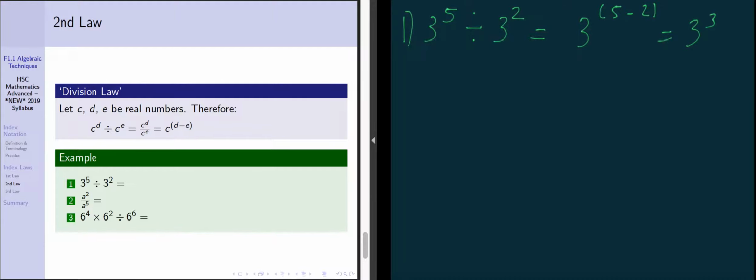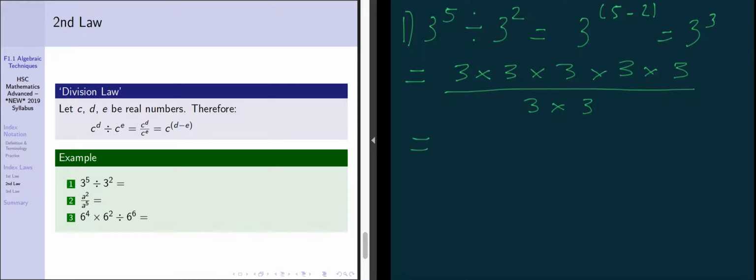Now, I want to prove this a bit more to you guys, so you don't just accept the law. I'll try to give you more of an intuition as to why it works. Here, if we expand, 3 to the 5 is of course 3 multiplied by itself 5 times, and we divide by 3 squared. Now of course, here we can just cancel some 3's.